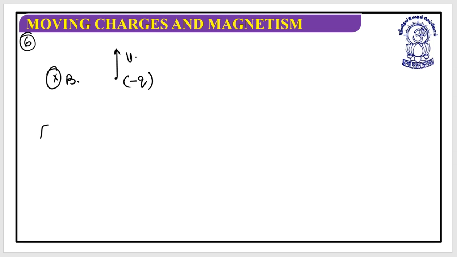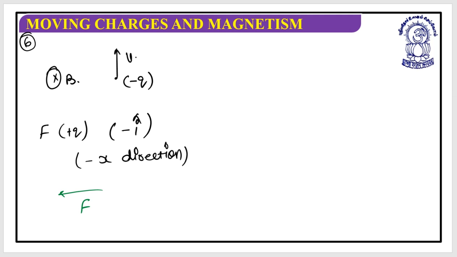First, the force on the plus q charge. Hold your left hand such that the magnetic field is inside the plane: first finger inside the plane, second finger in the direction of the motion, and the third finger represents the force. So the force is in minus i cap, the minus x direction, something like this. This is the direction of force.